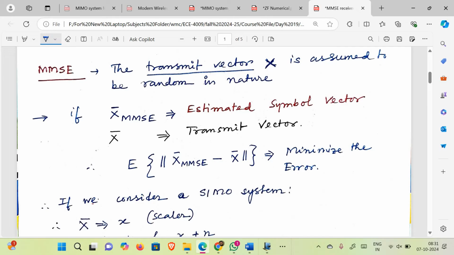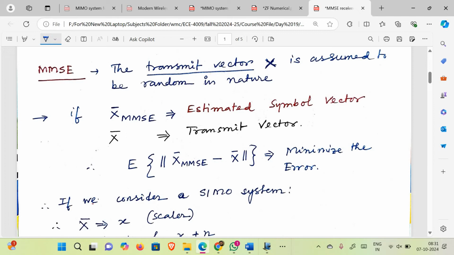Received data minus the estimated data, so theoretical minus estimated. That difference is basically the mean square error, the square of xi minus xi estimated. So that same thing is happening over here. Just like in zero forcing, we have a cost function, here also the cost function is something like this.